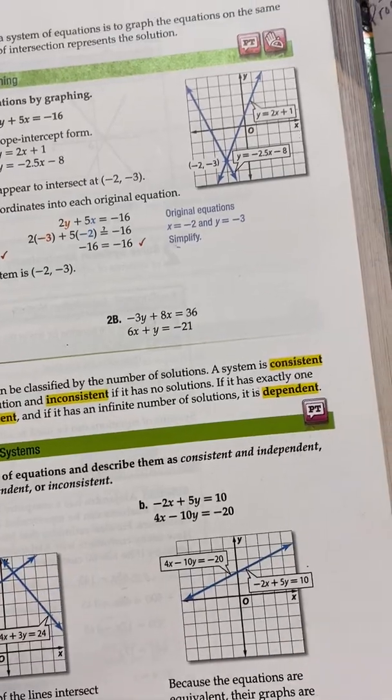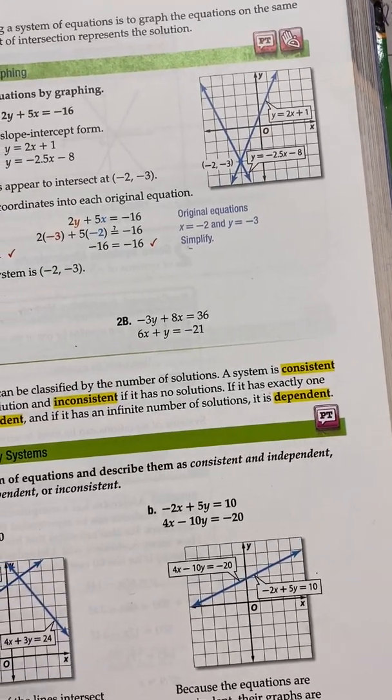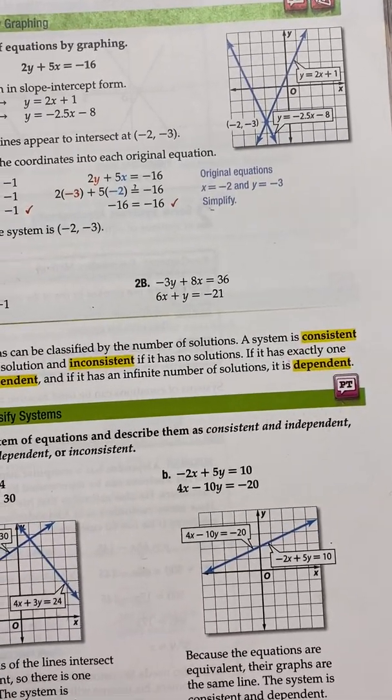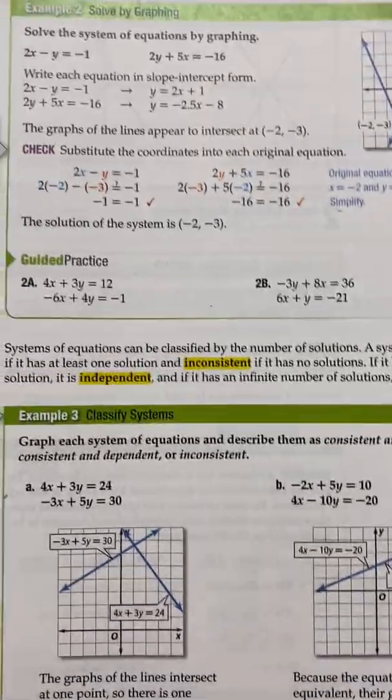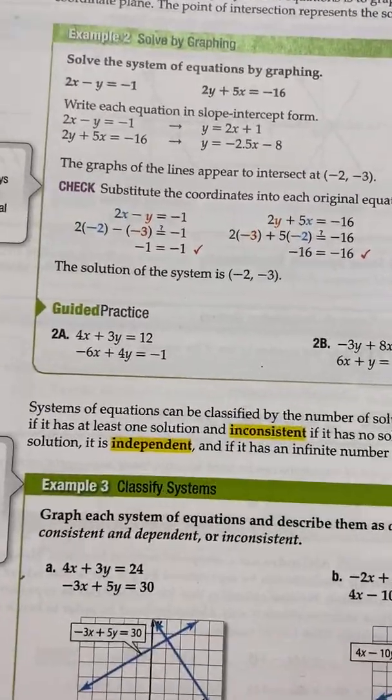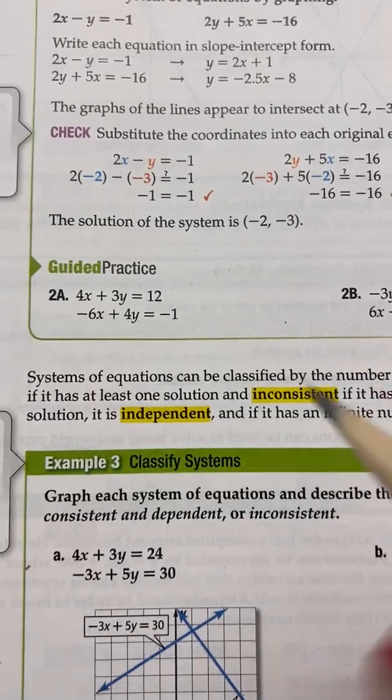So let's look at graphing based on elimination and substitution. So for instance, because it is more than just one way to solve, let's look at 2a.